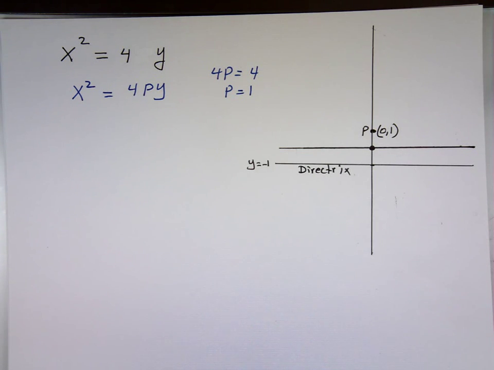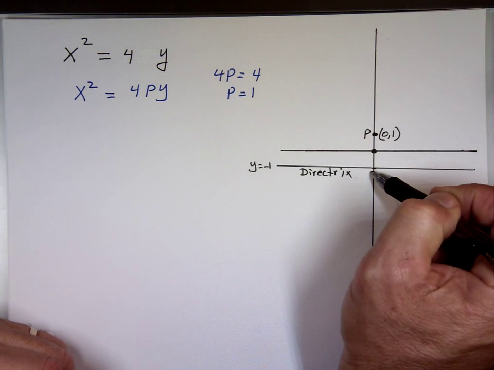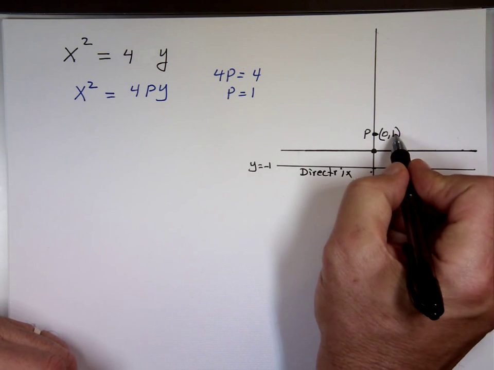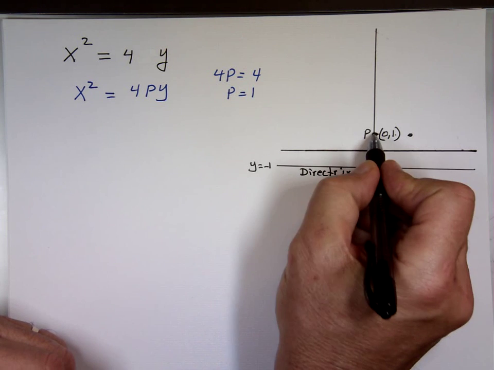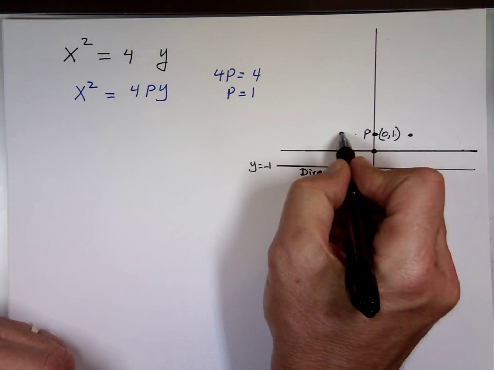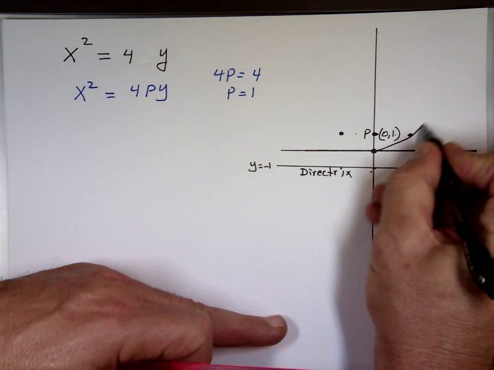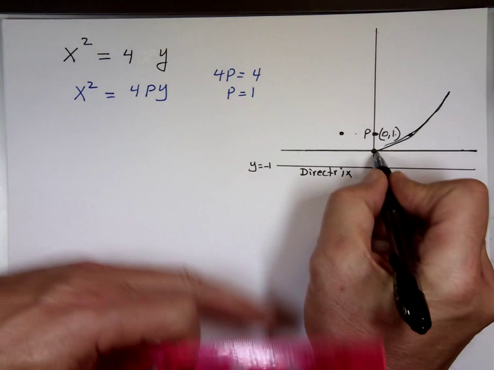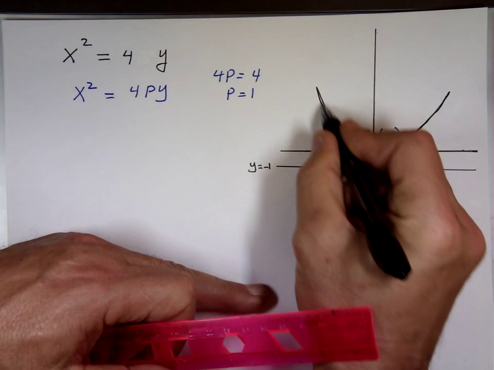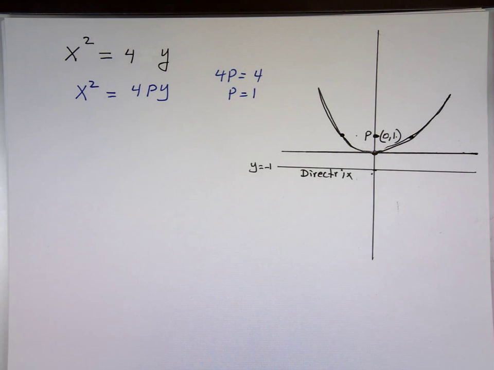And what does my graph look like? Again, the distance from here to there is 2 units. Let's go 2 to the right: 1, 2. 2 to the left: 1, 2. That's what the graph looks like. The parabola.